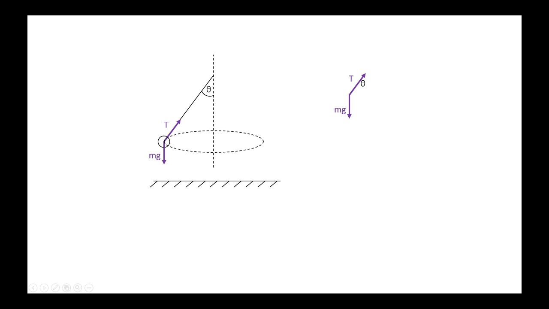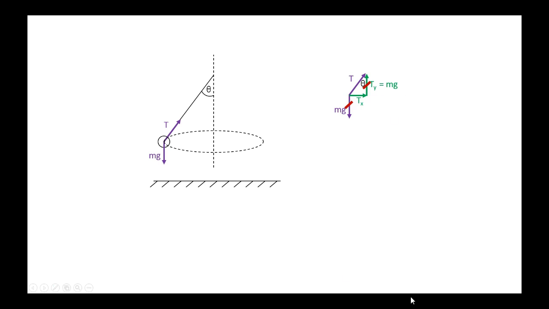Let's put those forces here again. Tension is at an angle, so we can draw the components. There's the Tx and the Ty, but the object is moving around a circle that's in the horizontal plane. So the vertical forces all have to cancel out. These two forces are equal. Ty is equal to mg.